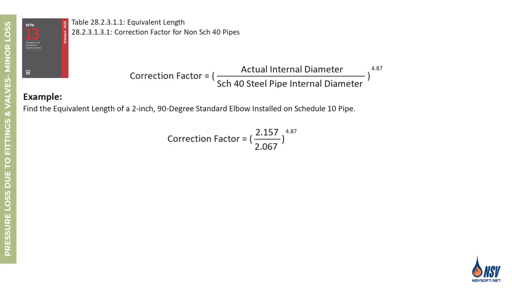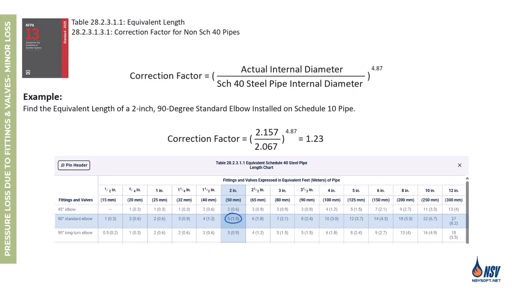Next, we divide the Schedule 10 diameter by the Schedule 40 diameter and raise the result to the power of 4.87. This gives us a correction factor of 1.23. By multiplying this factor by 5 feet, the equivalent length of a 90-degree standard elbow, we get a final adjusted equivalent length of 6.15 feet.